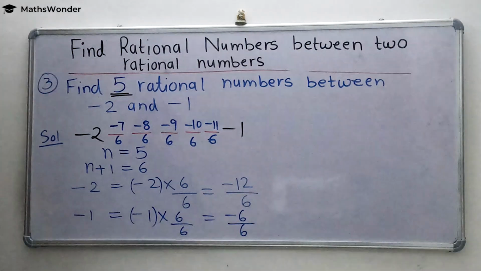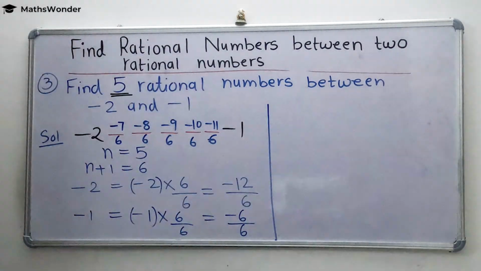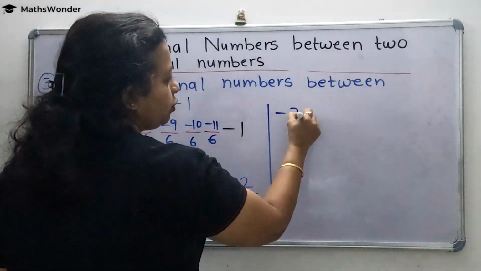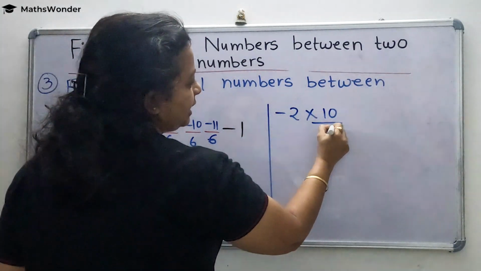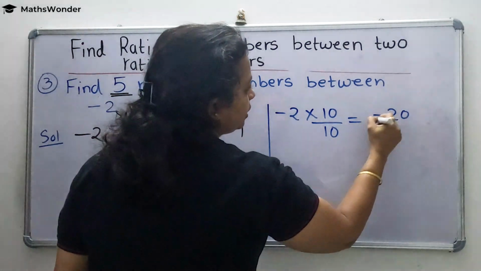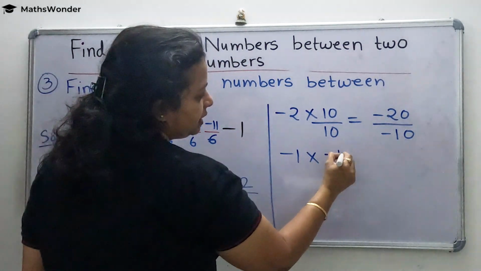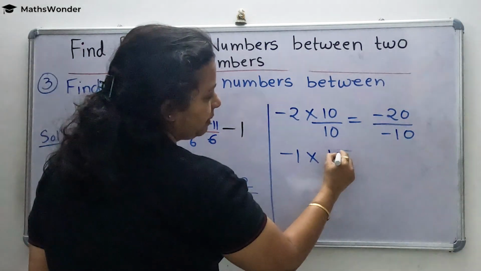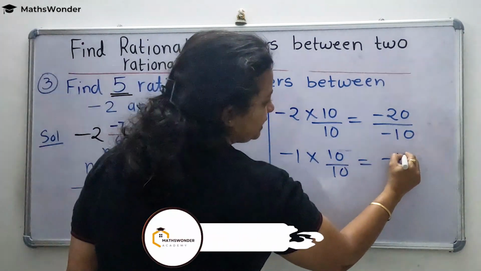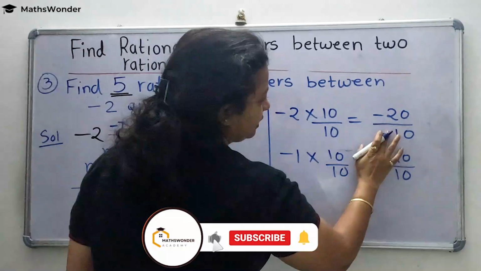And the other method is what you can do if you are not using the formula method. For -2, you can multiply by 10 in the numerator and denominator, so you will get -20 over 10. Same you can do with -1, multiplying and dividing by 10. So you will get -10 over 10.